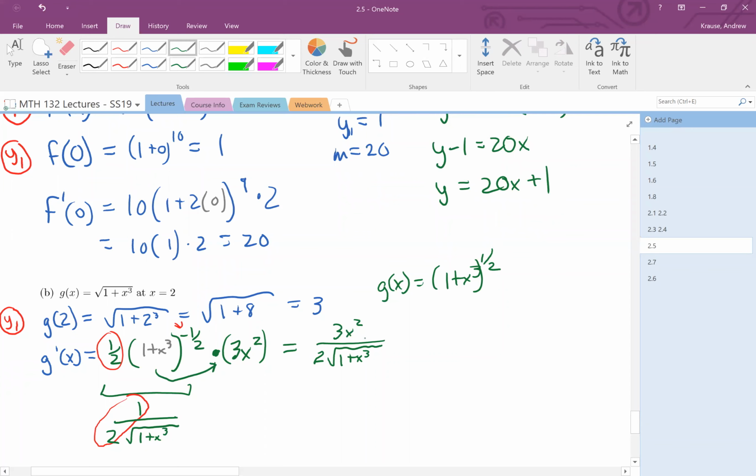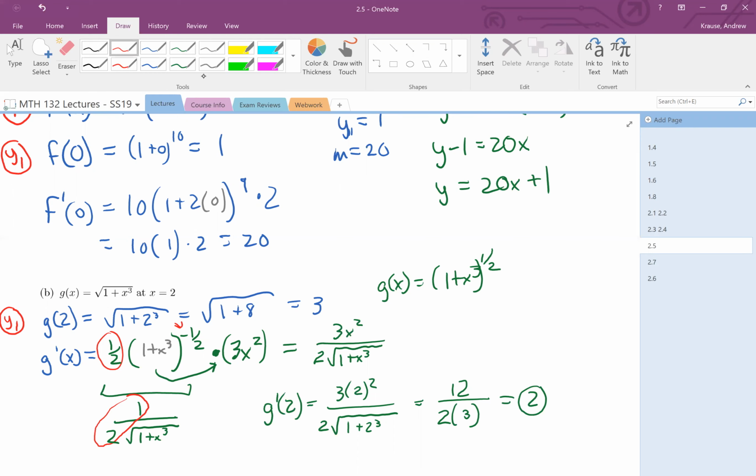Okay. And so now, if I'm trying to calculate g prime of 2, then I get 3 times 2 squared over 2 times the square root of 1 plus 2 cubed. So I get a 12 there on the top, and I get a 2 times 3 on the bottom, because again, that's the square root of 9. And so I get 12 over 6, which is just an easy 2. So I have my y is 3, my m is 2, and my x is 2.